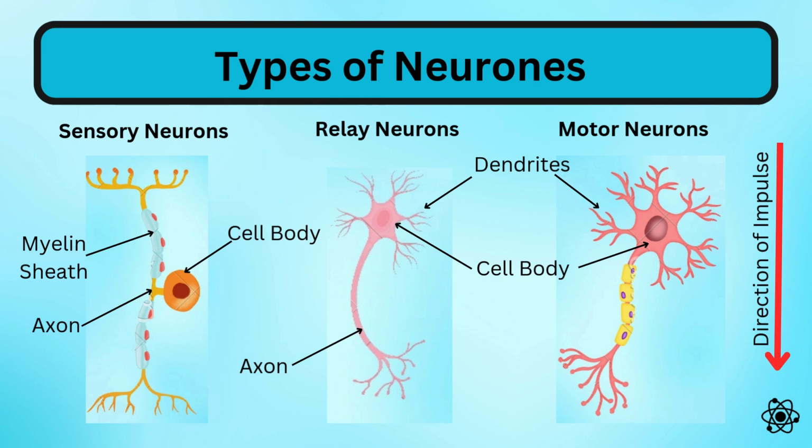So, as you can see, sensory neurons are long and have a cell body in the middle of the axon. Relay neurons are short and have a small cell body at one end with many dendrites branching off it. And motor neurons have a large cell body on one end and long dendrites branching off it.